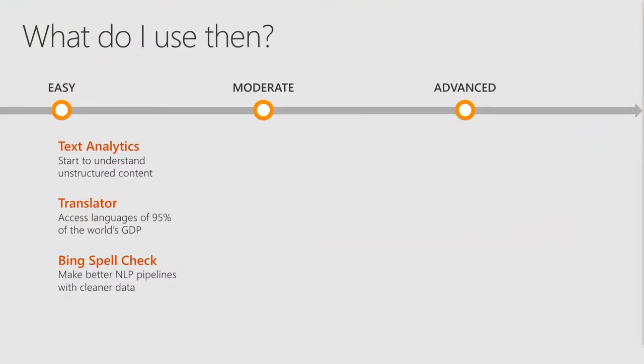The easiest technologies to get started with are text analytics, translator, and Bing spell check. They will all provide an immediate return to your application. Text analytics is literally as simple as posting up text and getting answers about its sentiment and topics. Similarly, translator only requires you to post up text and the destination language.